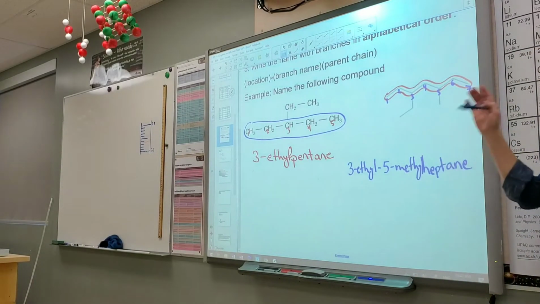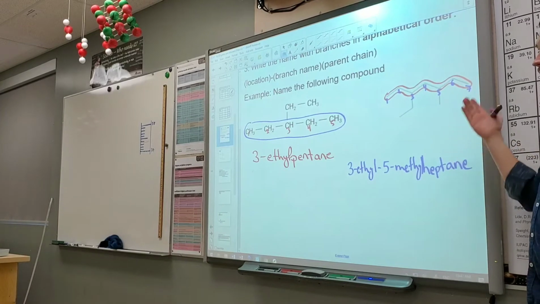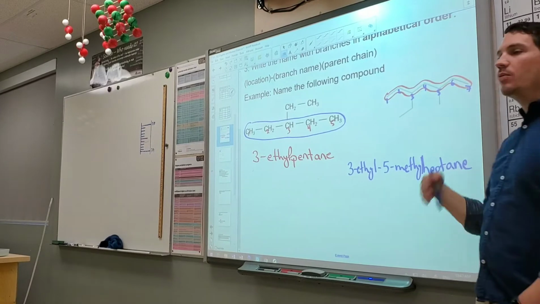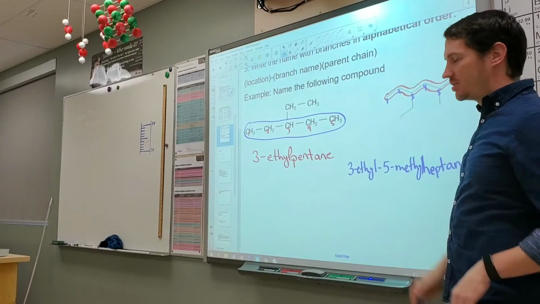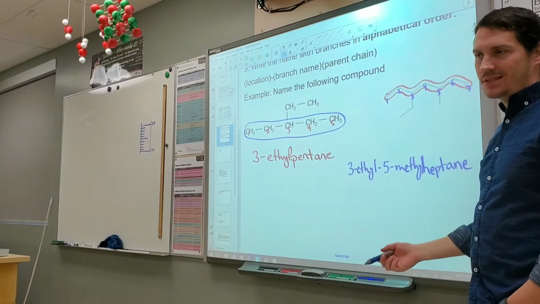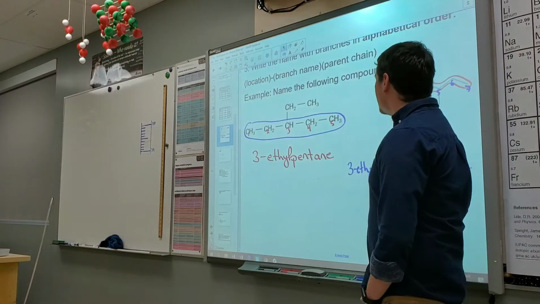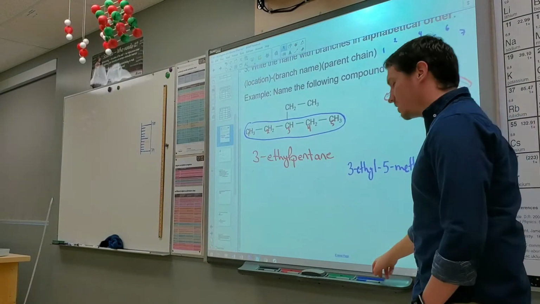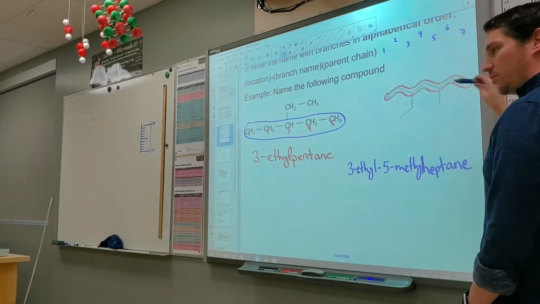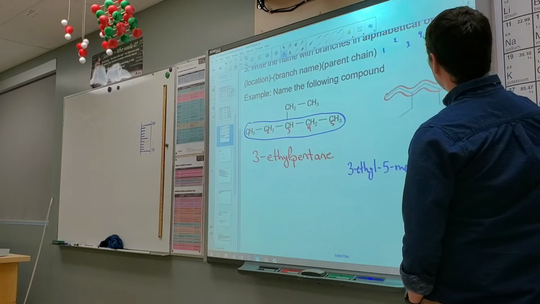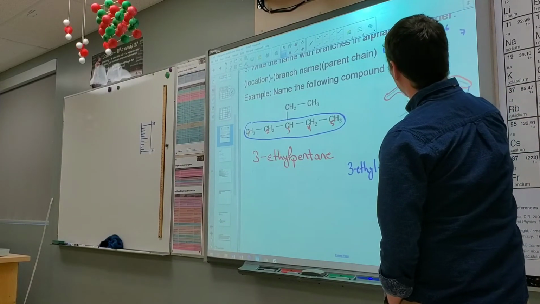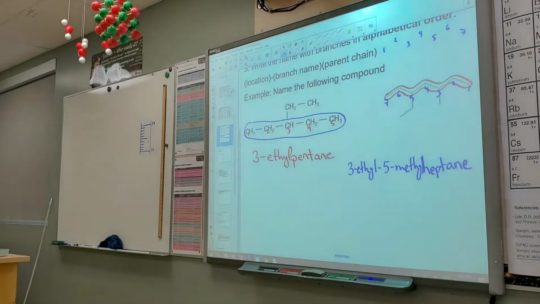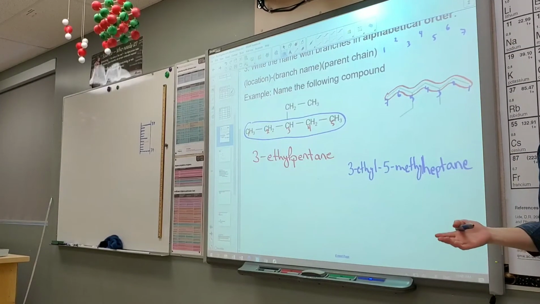So where are the branches coming off of this parent chain? 3 and 5. When you add up 3 and 5, what does that add up to be? 8. Now, there's a different way I could have numbered all of these. Instead, I could have numbered them from right to left. So 1, 2, 3, 4, 5, 6, 7. So where are the branches here? 3 and 5 still.